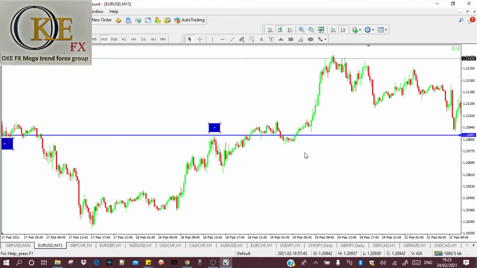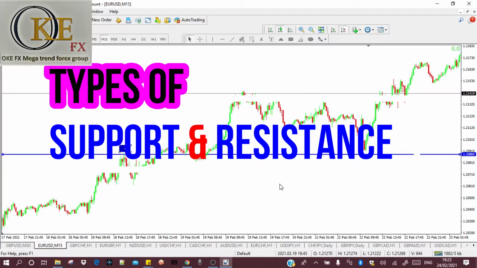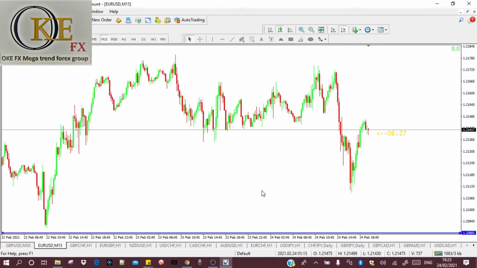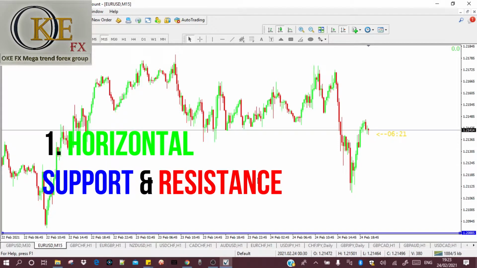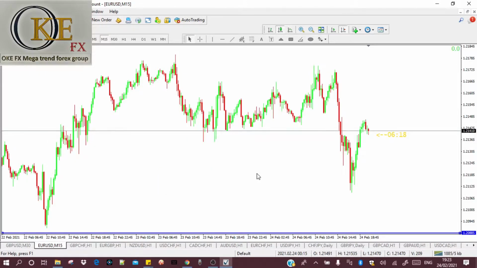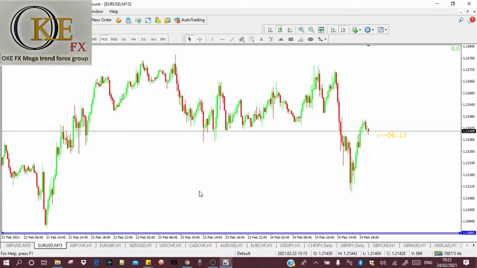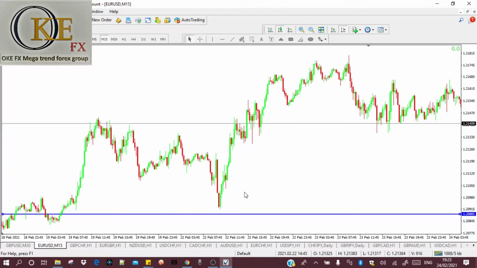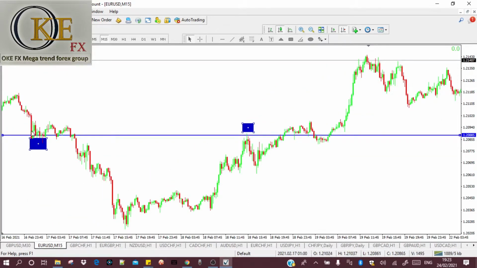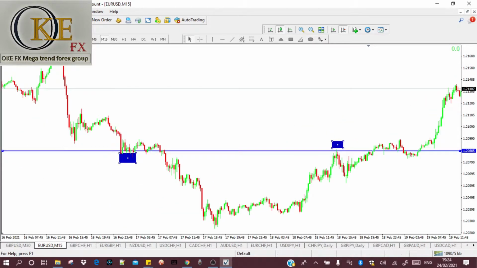So now, next thing we will be looking at is types of support and resistance. There are two major types of support and resistance, and this includes the horizontal support and resistance, then the diagonal support and resistance. So now let me show you. The example I just showed you here is an example of a horizontal support and resistance, because this was a support for this price that was falling, and then this is a resistance for this price that was going up.